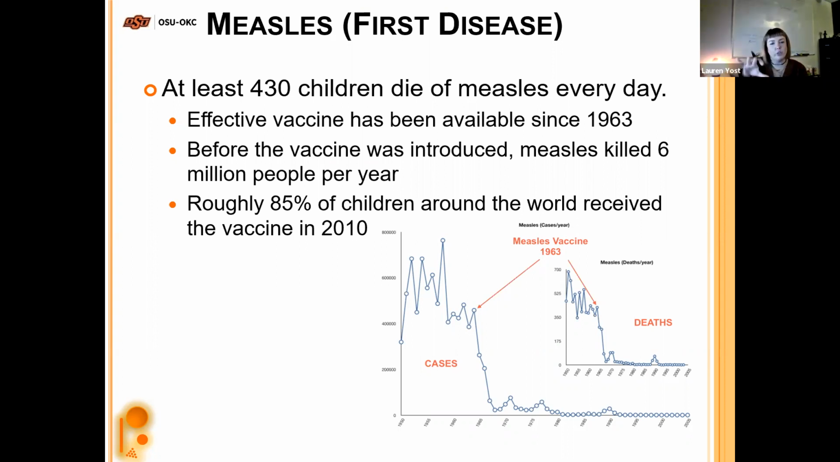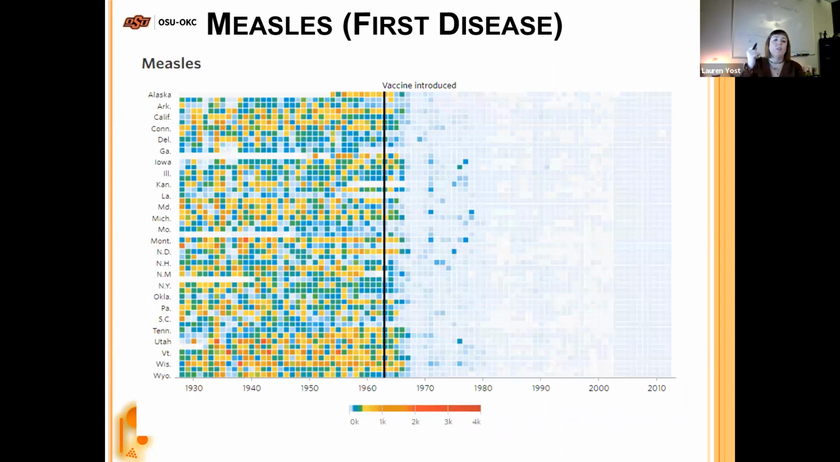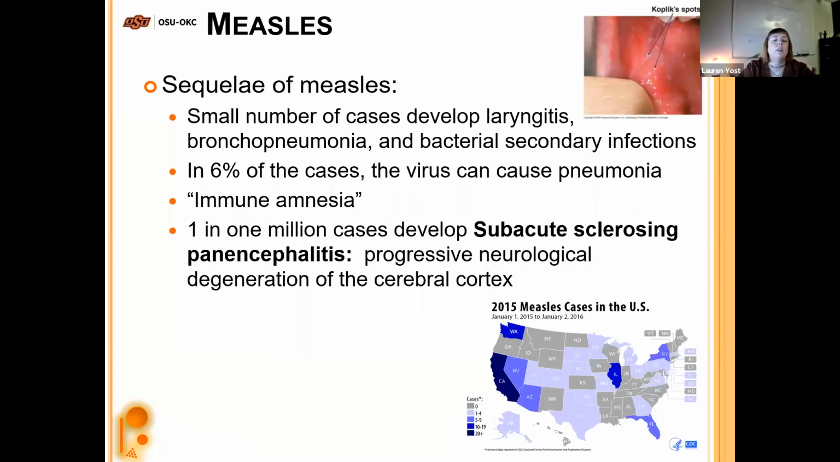Roughly 85% of children around the world have received the vaccine as of 2010. This is showing outbreak occurrences, and numbers of people in the population who have contracted measles before we introduced the vaccine compared to after we introduced the vaccine. There's a lot of these coming up, FYI, and other diseases.